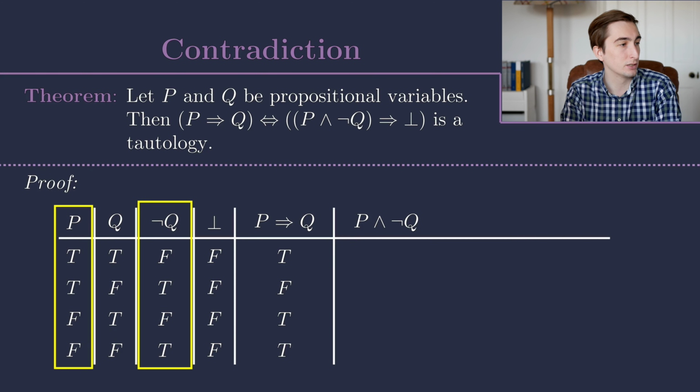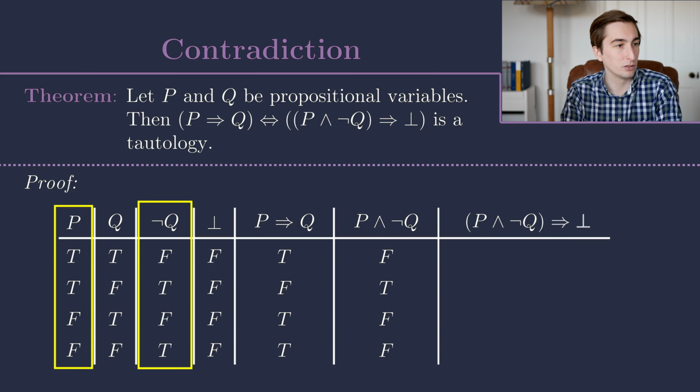The next piece we want to look at is P and not Q. So in that case, we're going to take the column of P and the column of not Q. When is that going to be true? That's only going to be true when both P and not Q are true. So in the first case, we've got true and false. That's going to map to false. We've got true and true. That's going to map to true. False and false maps to false. False and true maps to false.